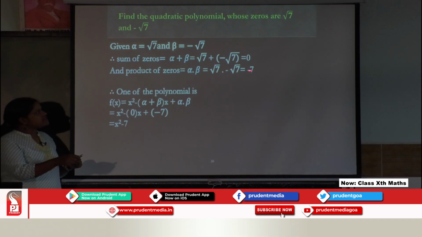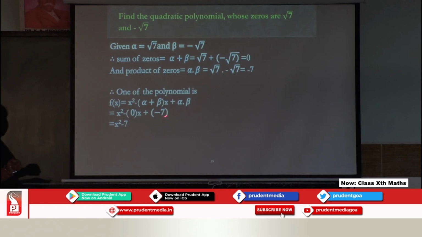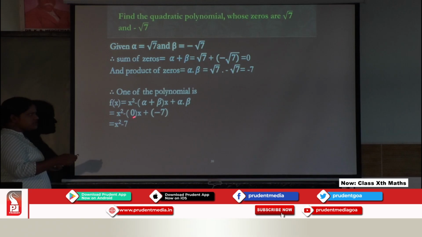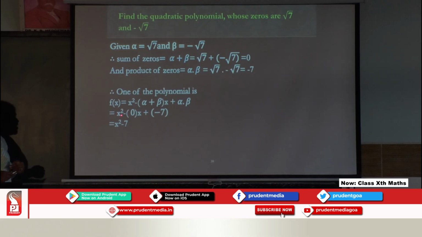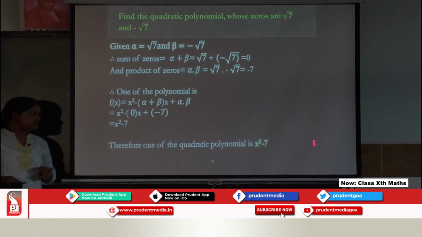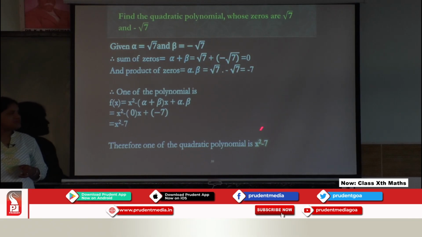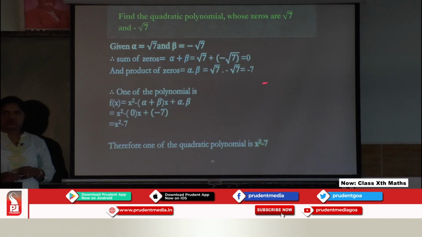Alpha multiplied by beta we found as -7, so in this place you put -7. This term will vanish because 0 multiplied by any variable will give you 0 again. So you are left with the first term x square and the last term, that is x square minus 7. Therefore, one of the quadratic polynomials is x square minus 7. This quadratic polynomial has only two terms, first and last. The second term is missing just because the sum of the zeros is 0.